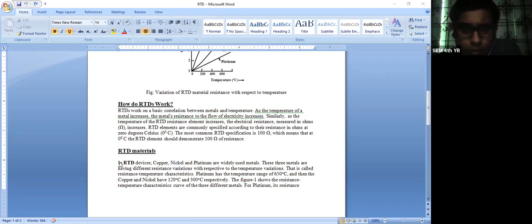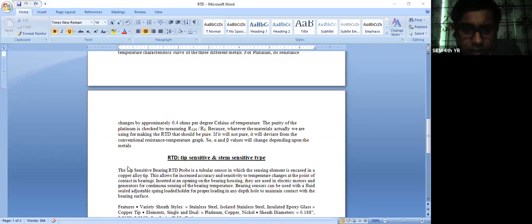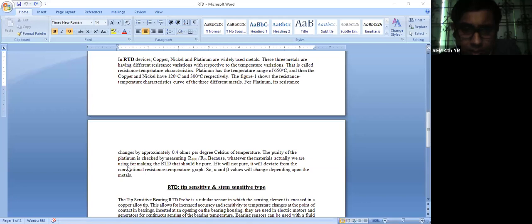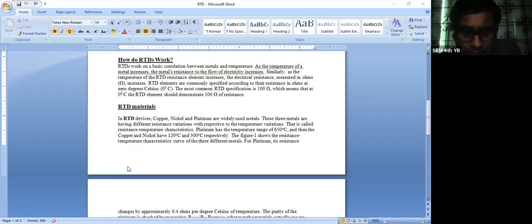So these are very important for the MCQ, specifically this part. Then we'll start to discuss the classification types of the RTD, as these are in your syllabus. So what is RTD material? Copper, nickel, platinum, as I have specified already, are widely used metals. These three metals have different resistance variation with respect to the temperature variations. That is called resistance temperature characteristics.